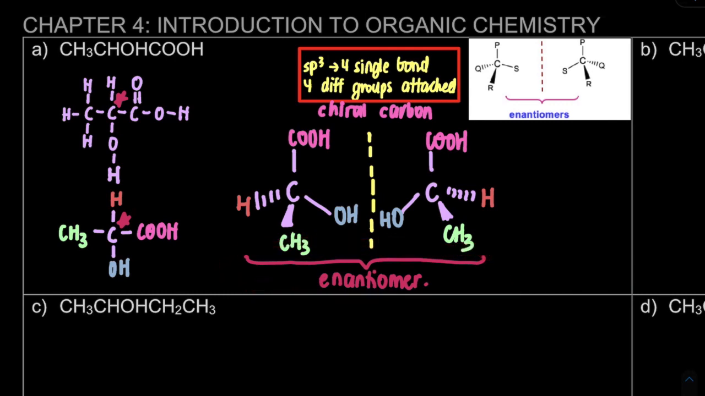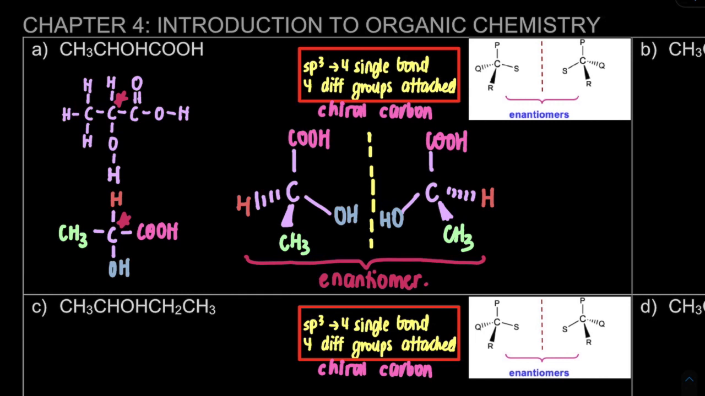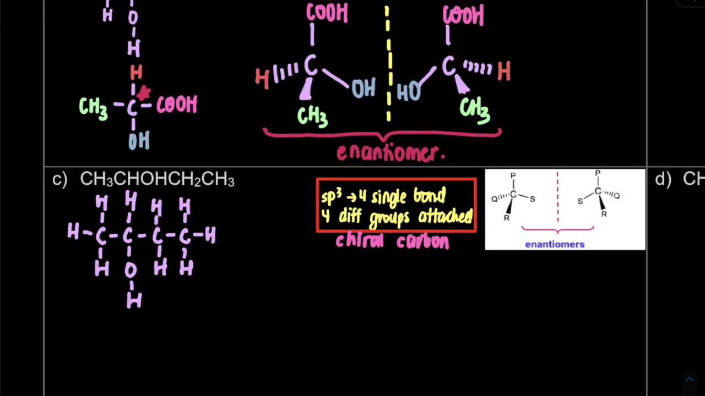Okay, so that's for question A. Next is question C. Question B, you try yourself. For question C, what we're going to do first, again, is draw it in terms of our expanded structure. So this is the expanded structure. Next, we're going to determine which one is the chiral carbon. So we're going to check each of our carbons.